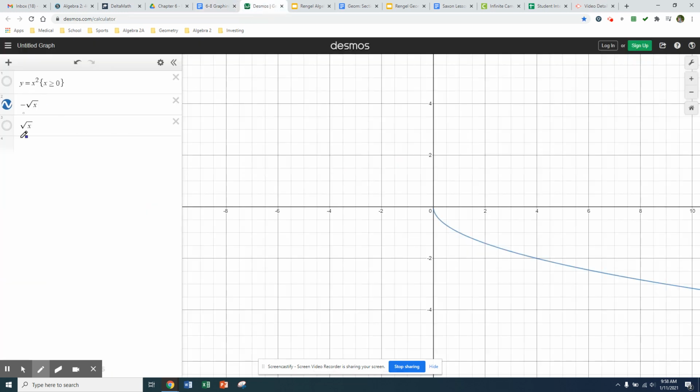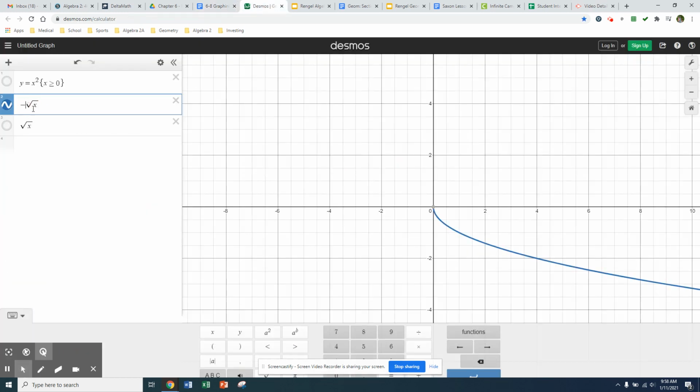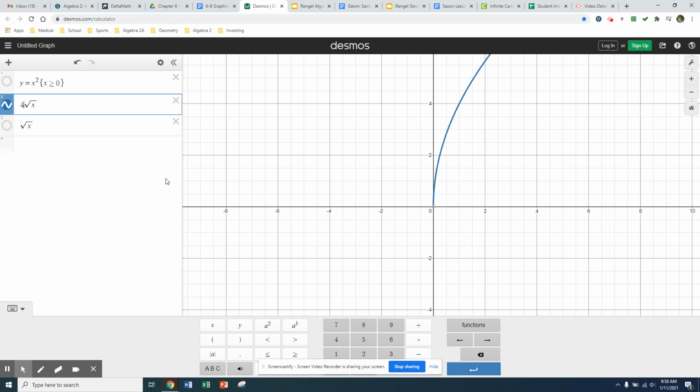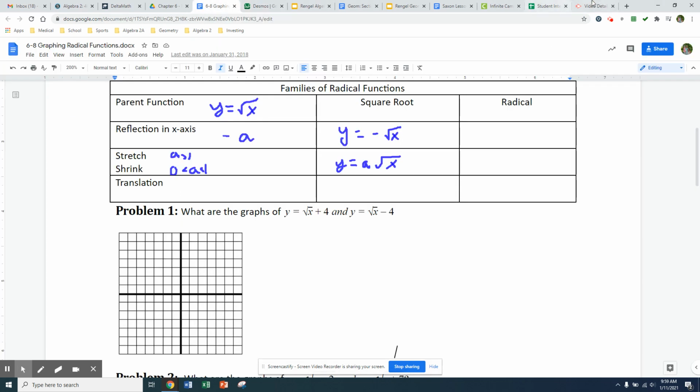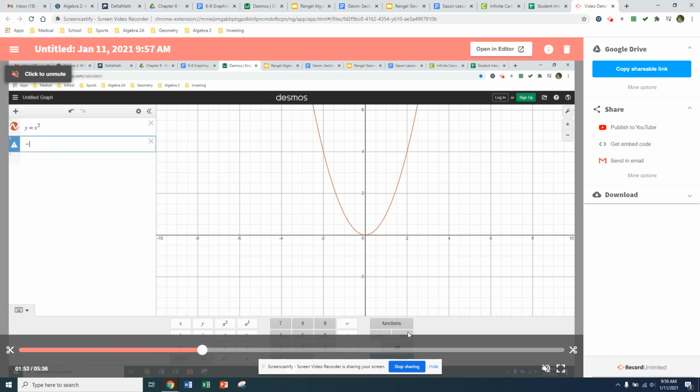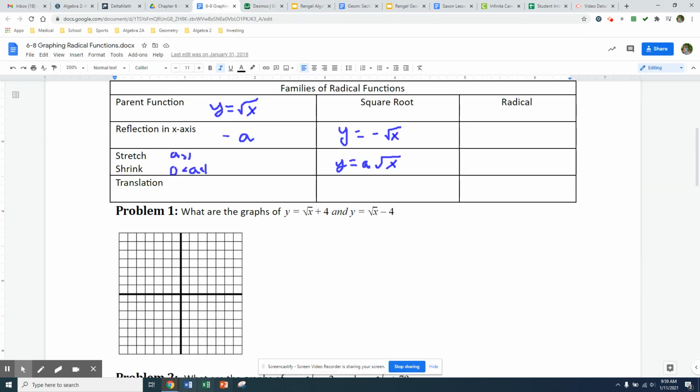So heading to Desmos, if you put a number in front, like let's say a 4, it's going to start to stretch it out. So it's going to make that square root function stretch and get higher quicker as time goes on. That's what we're looking at with a stretch. And then a compression, as you put a number between 0 and 1, it's going to start to flatten it out. And this should all be very reminiscent of what we talked about with other functions that we've been dealing with in the past.